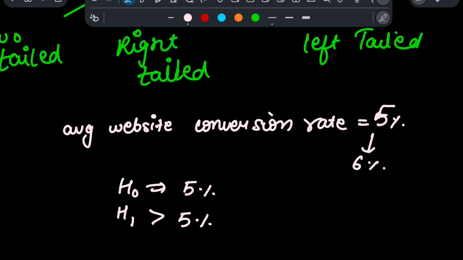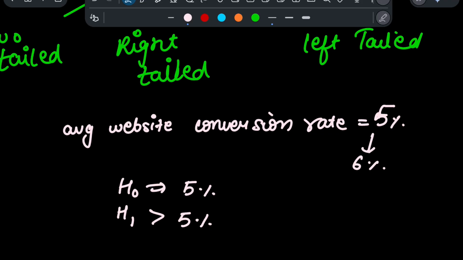So if the data gives strong evidence, you reject the null hypothesis that no, my conversion rate is not equal to 5%. And if you do not have the strong evidence, you fail to reject the null hypothesis. So we never say we accept the null hypothesis, we only say we fail to reject it. That sounds really professional, okay.